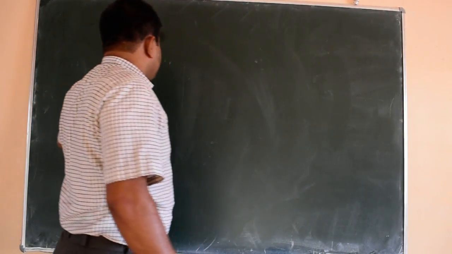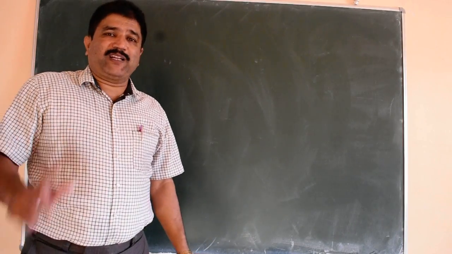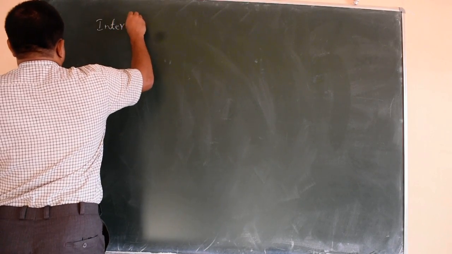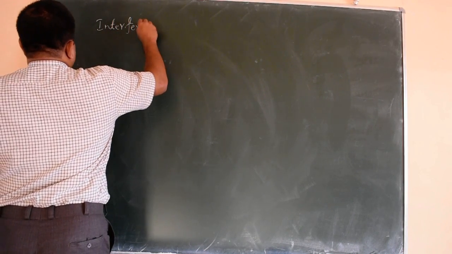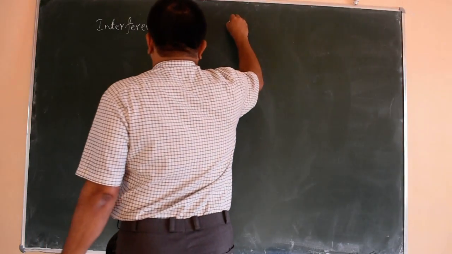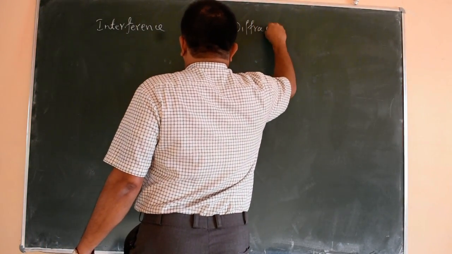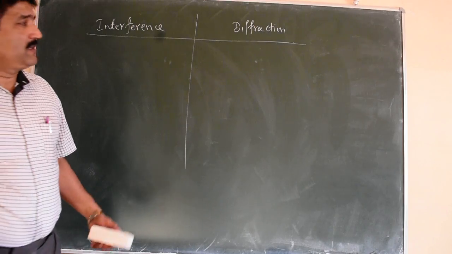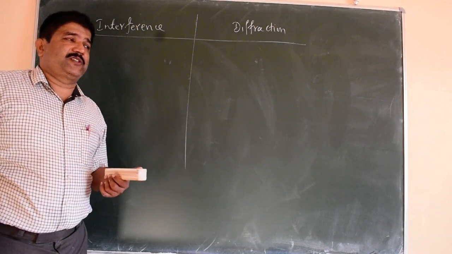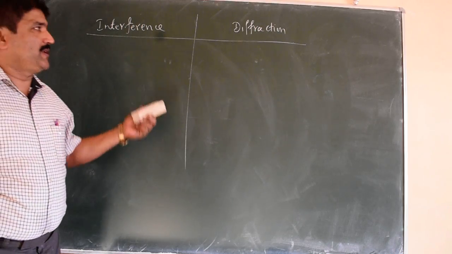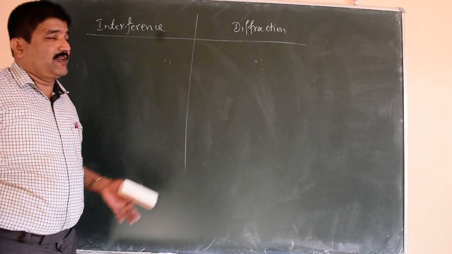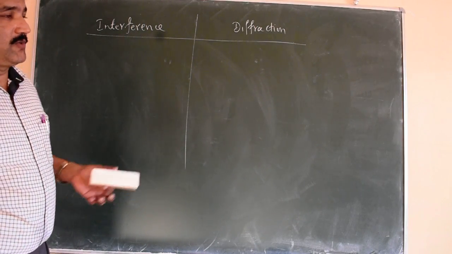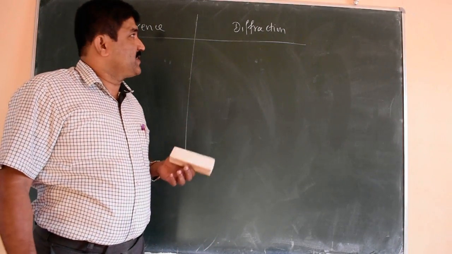Now the basic distinction between interference and diffraction. When it comes to differences, we make two columns and list out the differences instead of writing continuously. That is a better way of distinguishing between the two phenomena. Interference and diffraction are both regarding light, so it is interference of light and diffraction of light. What are the basic differences between them?